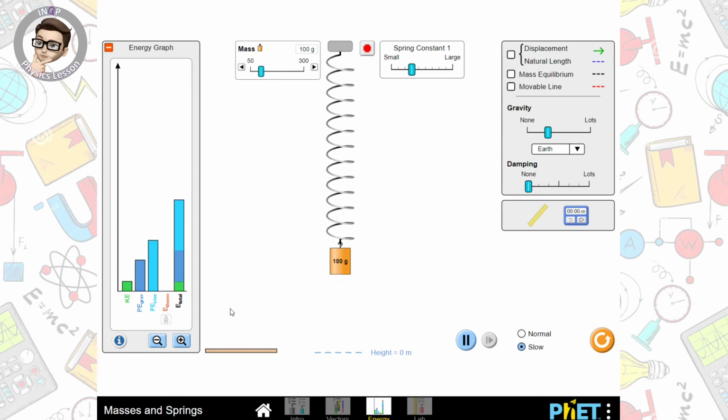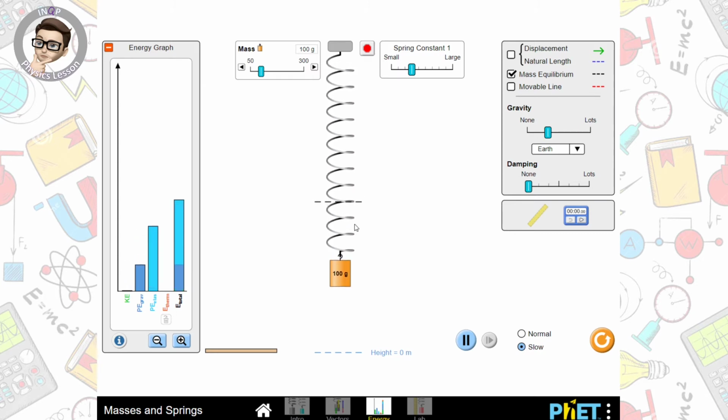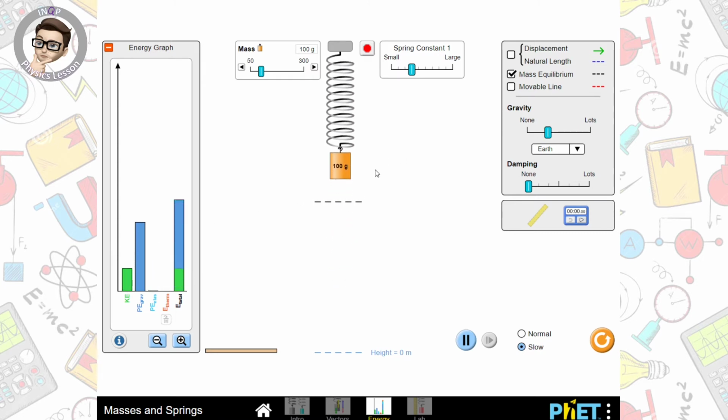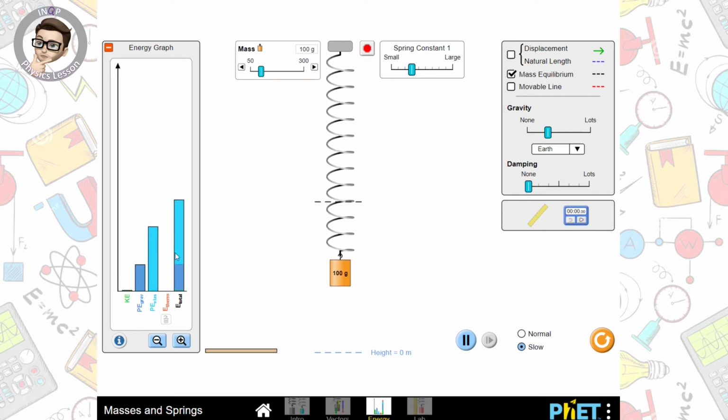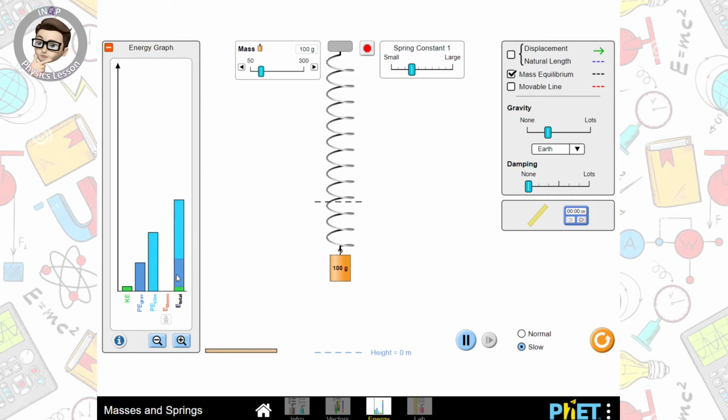When I let go, the kinetic energy gains and then drops, and gains and drops. And why is that? Because it's passing through that equilibrium point. As it passes through the equilibrium point, the kinetic energy is at its maximum. And we can see that the total energy here is made up of all three of those together, ensuring that our total energy is known.